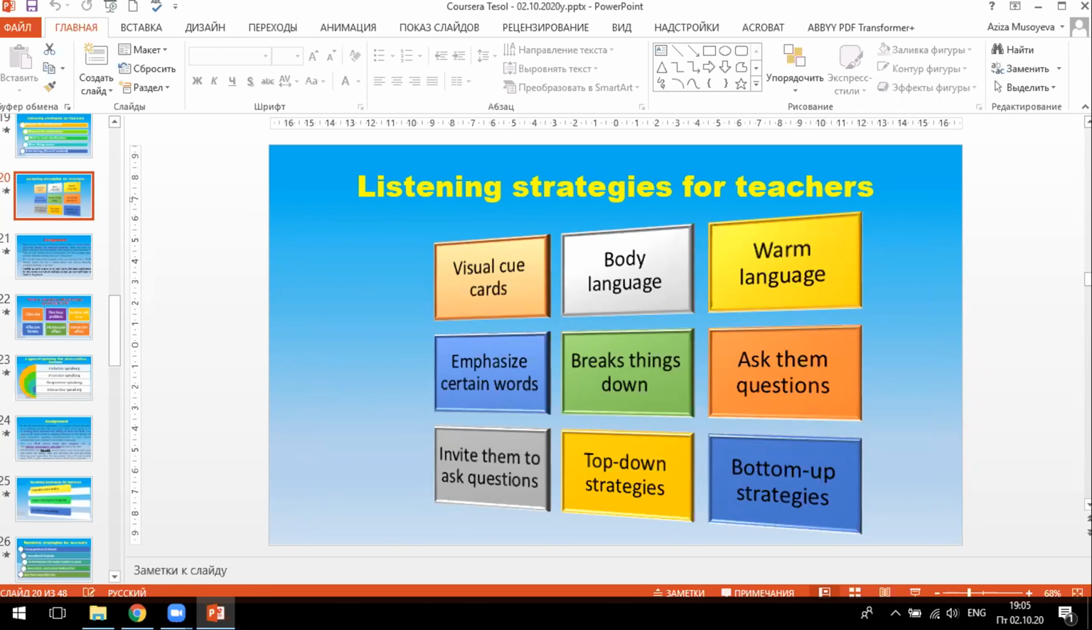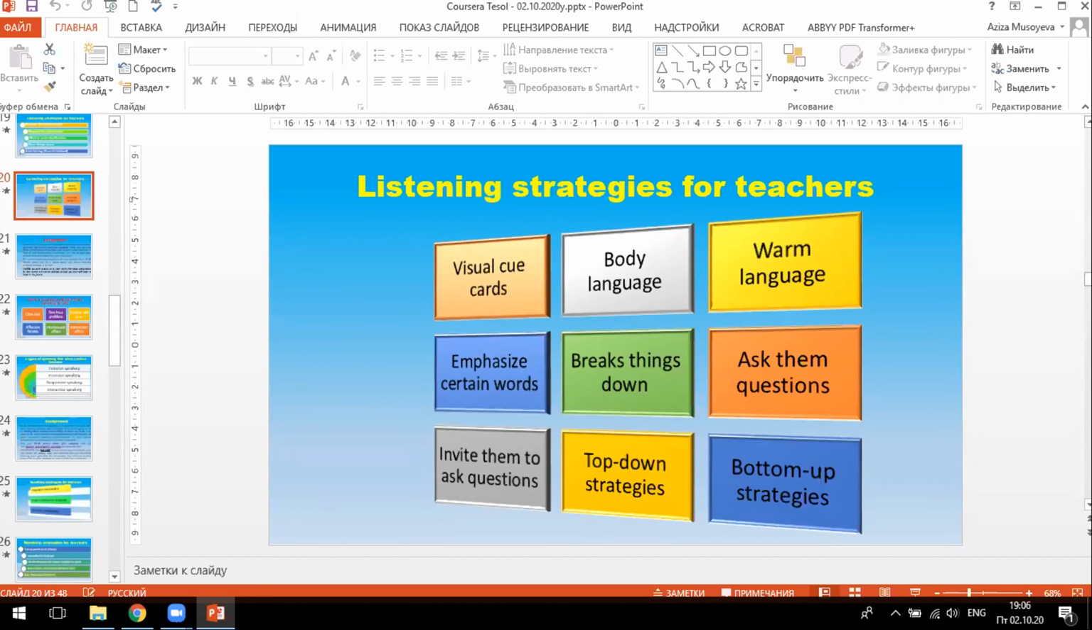So, listening strategies for teachers. It can be visual cue cards. You can show, for example, the things that they are listening to, or any vocabulary. You can show a physical image of the word, yes? Once they listen and see what they are listening to, it may be retained in their mind longer than if they don't see it.